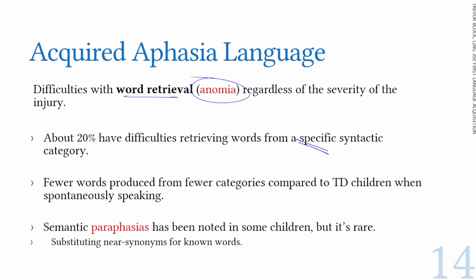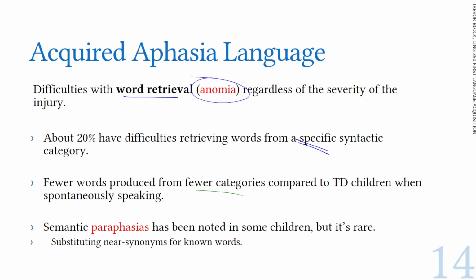Fewer words produced from fewer categories compared to TD children. So in other words, there's a lot less variety in the amount of different words that people with acquired aphasia or anomia say. And there's also fewer categories, so they might use a fewer range. You might find people who just don't use adjectives or adverbs, like they don't use modifying words.